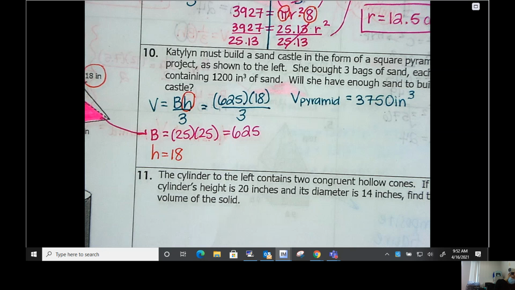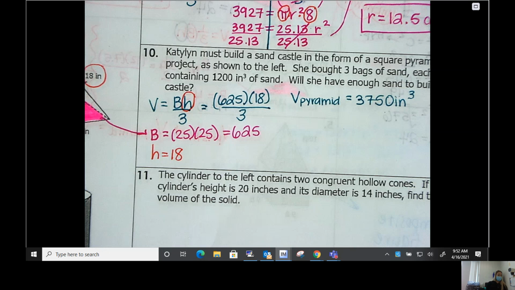Okay, if I was a betting woman, which I'm not, but if I was, I would assume questions like that one are really the type you're going to see on your exam. They're going to say, hey, does she have enough? And if she doesn't have enough, how much more does she need? Those are the types of questions you're going to see.